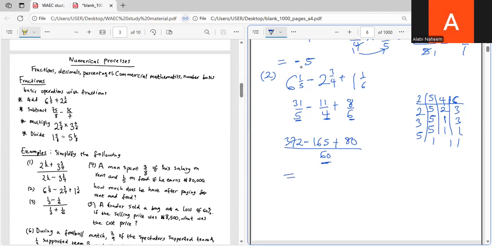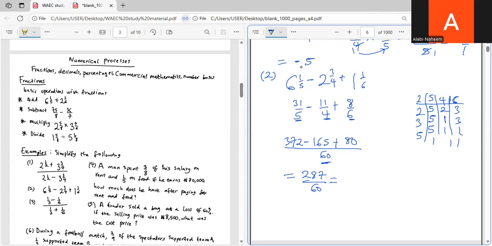Let's simplify. 372 minus 165 plus 80. That's 287. 287 over 80. That's the answer. In improper fraction, if you wish, you can convert it to mixed numbers. And then how do we do that?